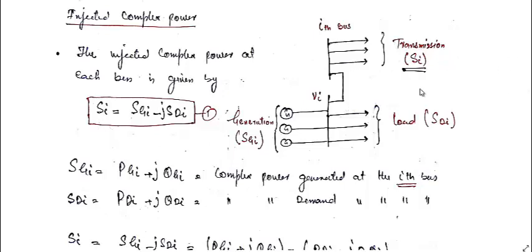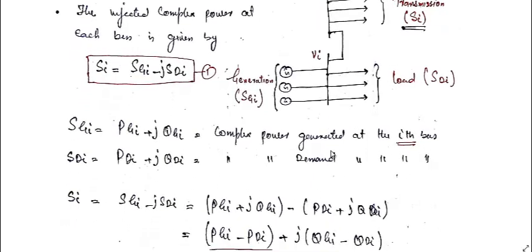So this SI will be simply equal to SGI minus SDI. Sorry, there should not be a J. The complex power that is injected into the bus is equal to the generation complex power minus the load demand complex power. SGI itself is equal to PGI plus JQGI, the complex power generated at the ith bus. SDI will be equal to PDI plus JQDI, the complex power demand at the ith bus.